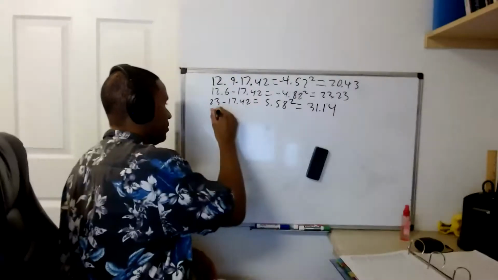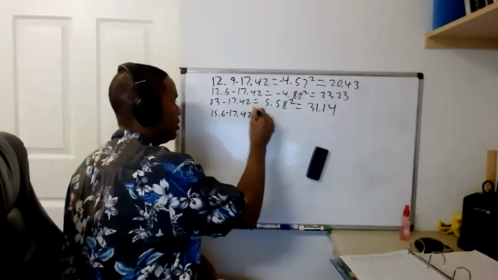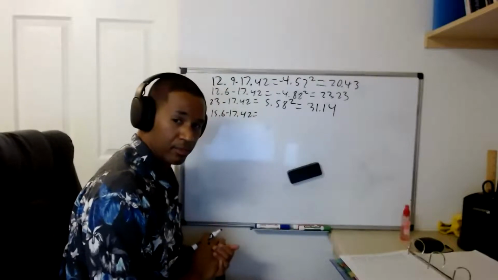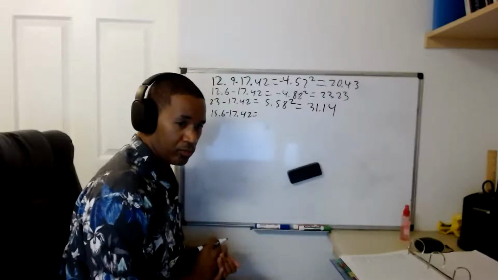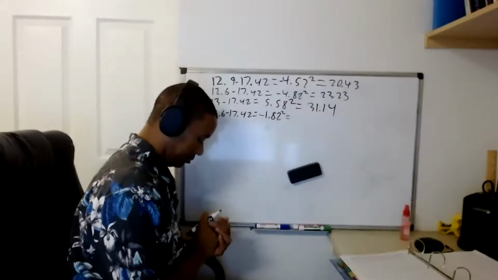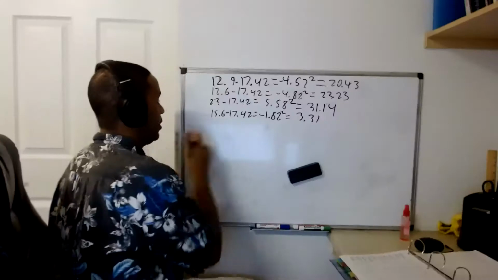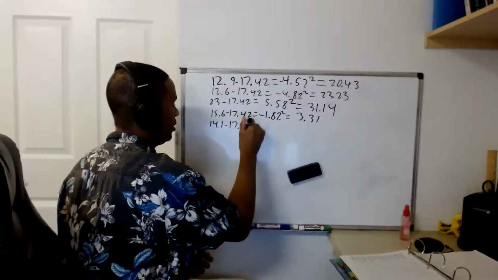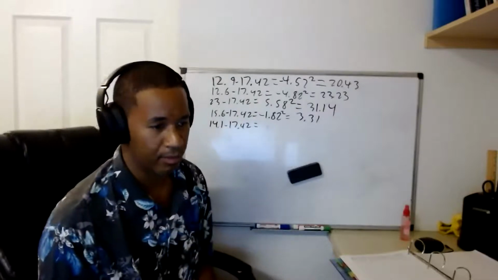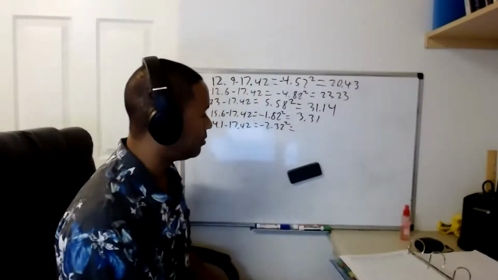Okay, so 15.6 minus 17.42 gives me what? Negative 1.82. We square it up and we get what? 3.31. 14.1 minus 17.42 gives me what? Negative 2.32. Square it up and we get what? 5.38.